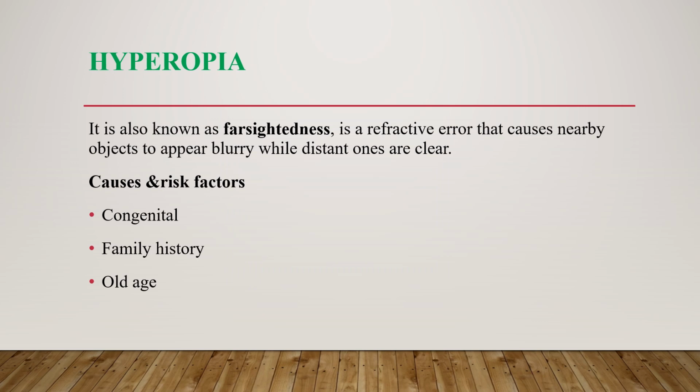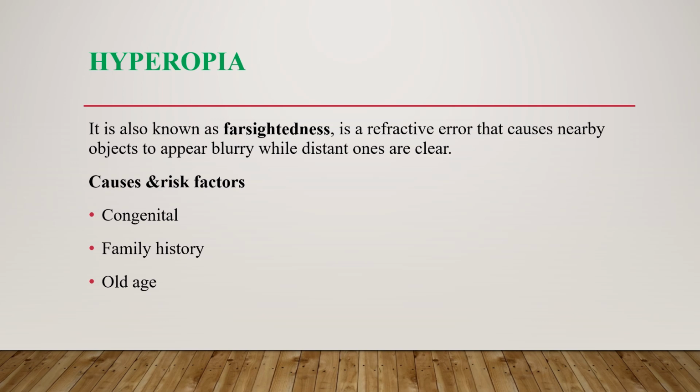Hyperopia. What is hyperopia? It is also known as farsightedness. It is a refractive error that causes nearby objects to appear blurry while distant ones are clear. In this case, the person can see far objects very clearly compared to near objects. If they want to read, they can't, because blurred vision will be there. But distant objects can be seen very clearly.